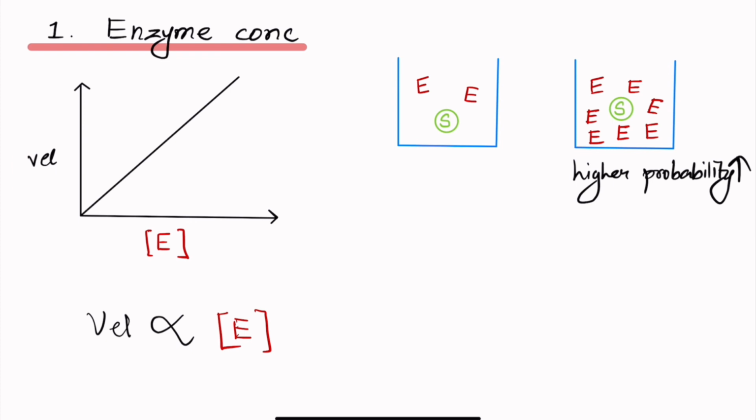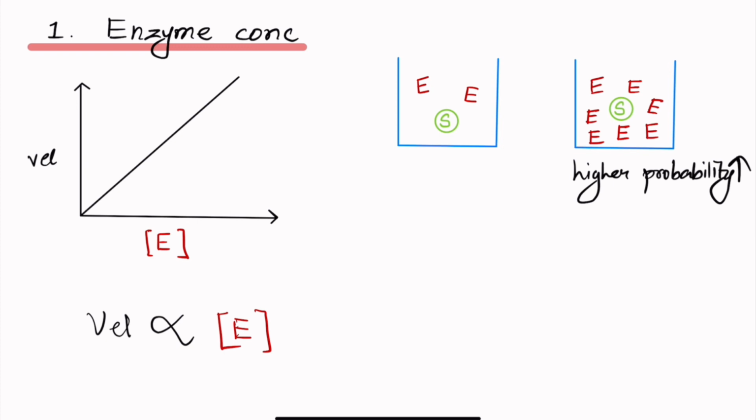Let's say initially the concentration of enzyme is 0. At this particular condition, the velocity of the reaction is 0 as well. As you start increasing the concentration of enzyme, the velocity of the reaction increases as well, and that's why we get a graph with a straight line. This concludes that the velocity of reaction is directly proportional to the concentration of enzyme. Let's understand the same relationship with the help of an example.